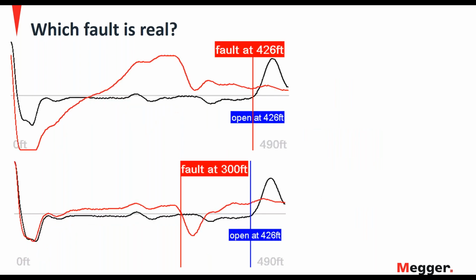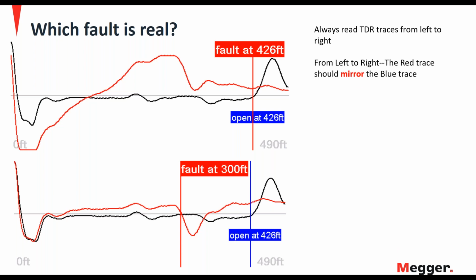Now let's look at an example where the radar gave us 2 different fault results for the same fault. And we need to pick out which one of these is real. So let's start by reading from left to right, and let's compare these two results. Does the red trace mirror the blue trace?